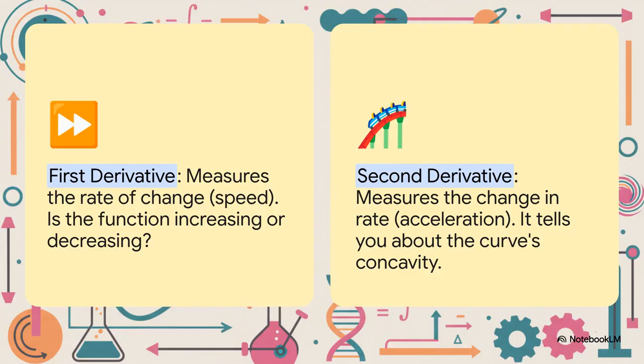But we can go even deeper. The first derivative tells you the speed. Is the antibody count going up or down? But the second derivative tells you about the acceleration. Is the production speeding up or is it starting to slow down? That's what tells us how the curve actually bends, what we call its concavity.